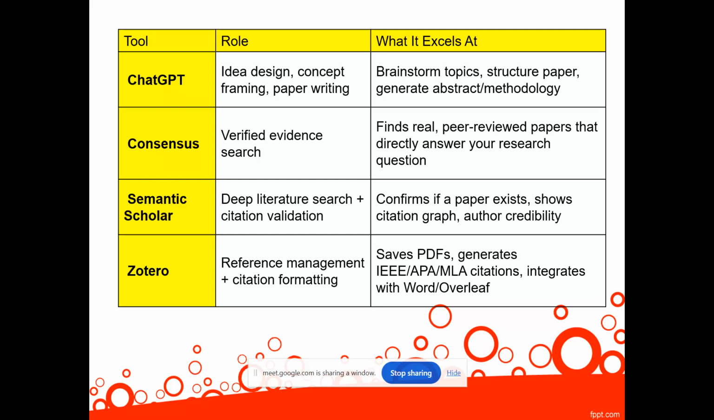Then along with that we can use Consensus, which will find real peer reviewed papers that directly answer our question. With Semantic Scholar we can't ask any questions, we can just take the content, whereas with Consensus we are able to find real peer reviewed papers which directly answer our questions.